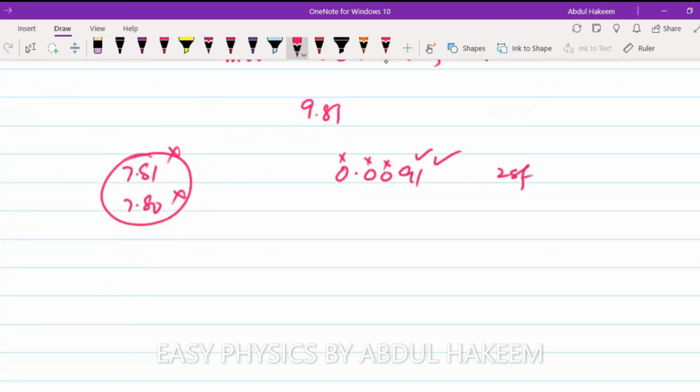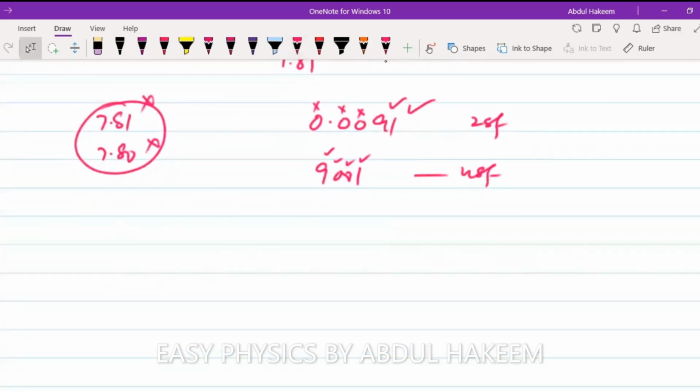And the zero between the two numbers, the sandwich zeros, they are significant. So 1, 2, 3, 4. This is 4 significant figures. And the next, right side zeros are not significant. This is not significant. This is not significant. So this is 2 significant.